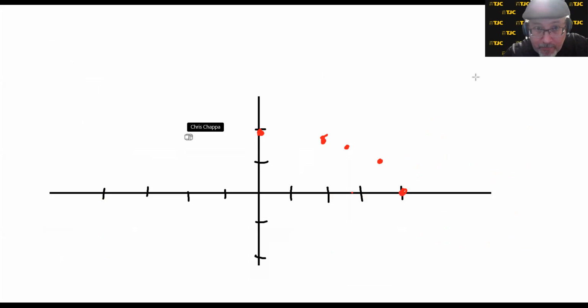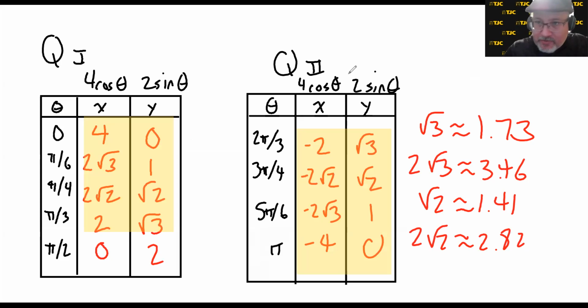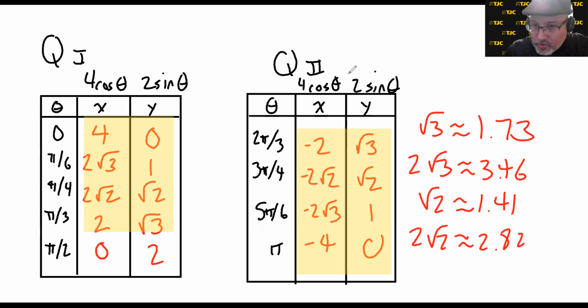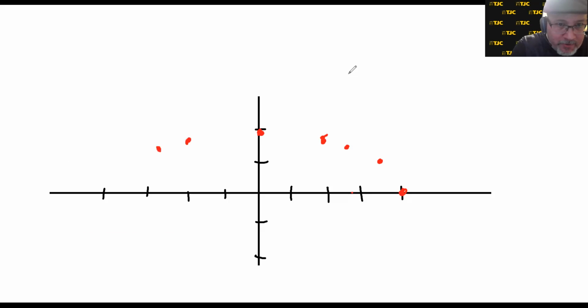About there. Dot, please, not that thing. Well, I'm going to look at them. -2, square root of 3, back 2, up about 1 3/4. -2 square root of 2, square root of 2. So -2.82, up 1.41-ish, about there. -2 square root of 3, 1. So -3.46, 1. And then here.